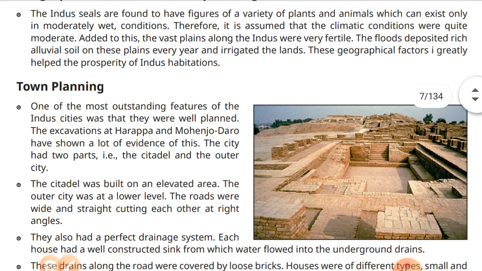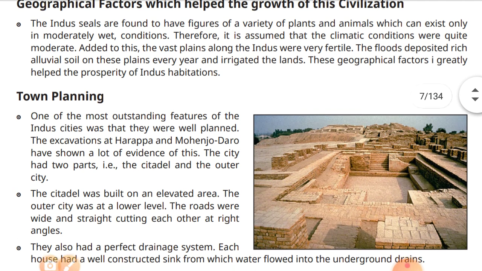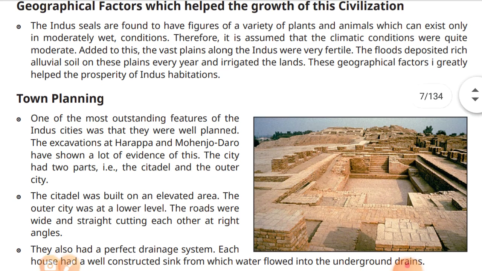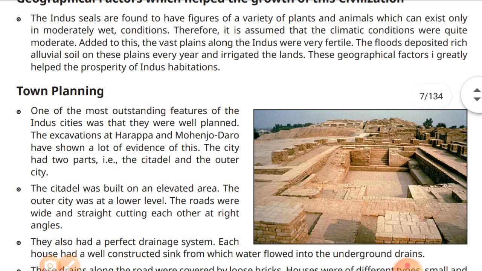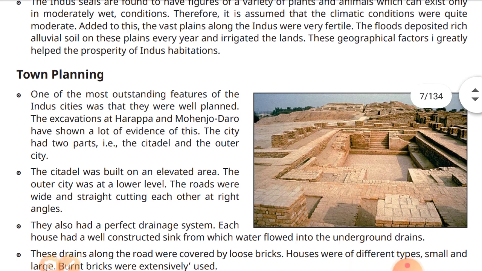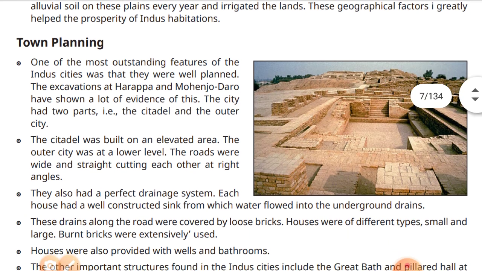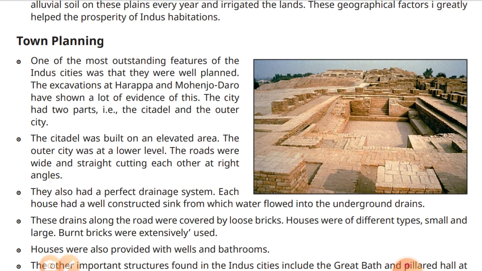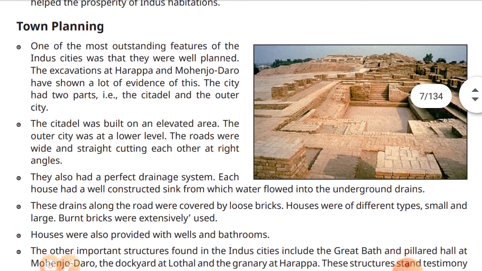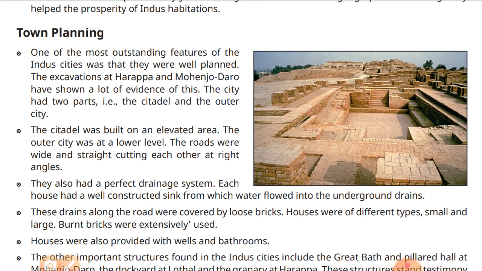The fertility of the floodplain, with flood deposits rich in alluvial soil, thus greatly helped the prosperity of the Indus habitat. Town planning.